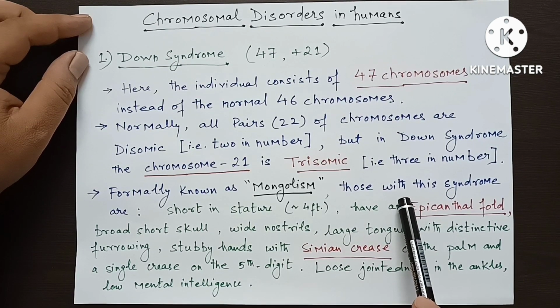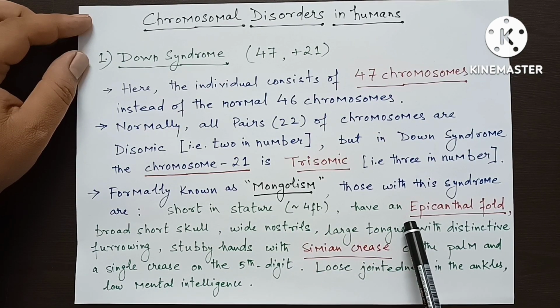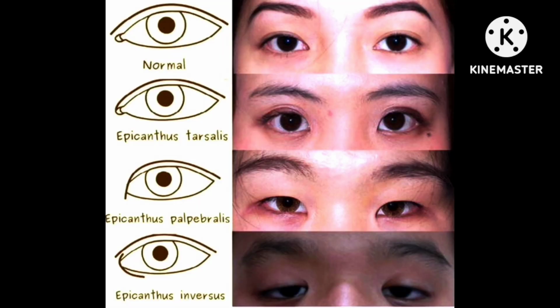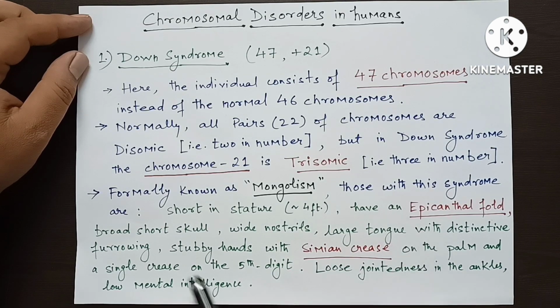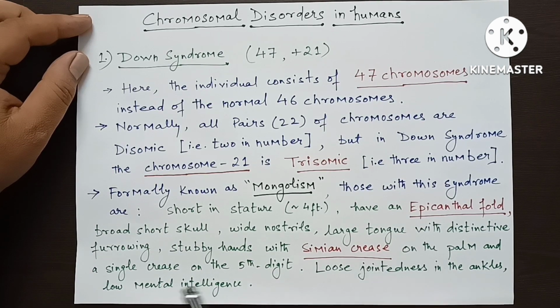Those affected by this syndrome are short in stature, have an epicanthal fold, broad short skull, wide nostrils, large tongue with a distinctive furrowing, stubby hands with characteristic simian crease on the palm, and a single crease on the fifth digit. Loose jointedness in the ankles and low mental intelligence.